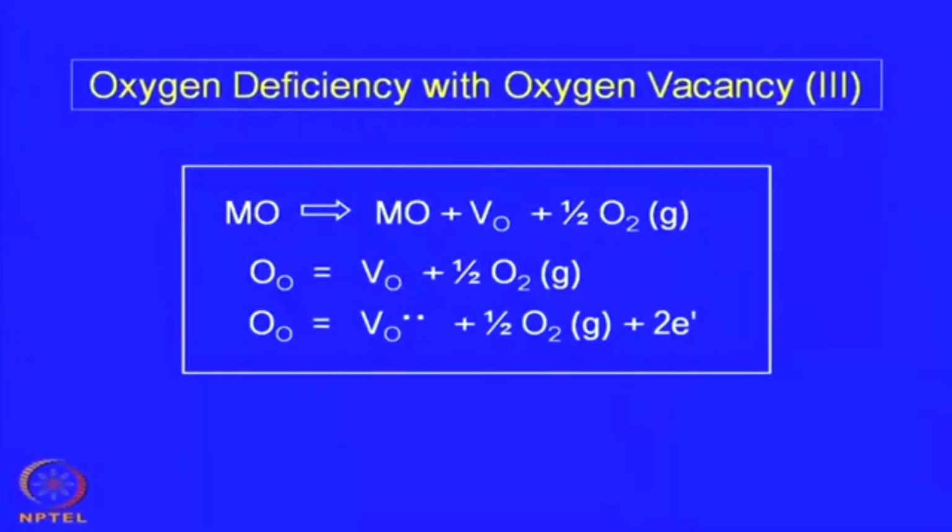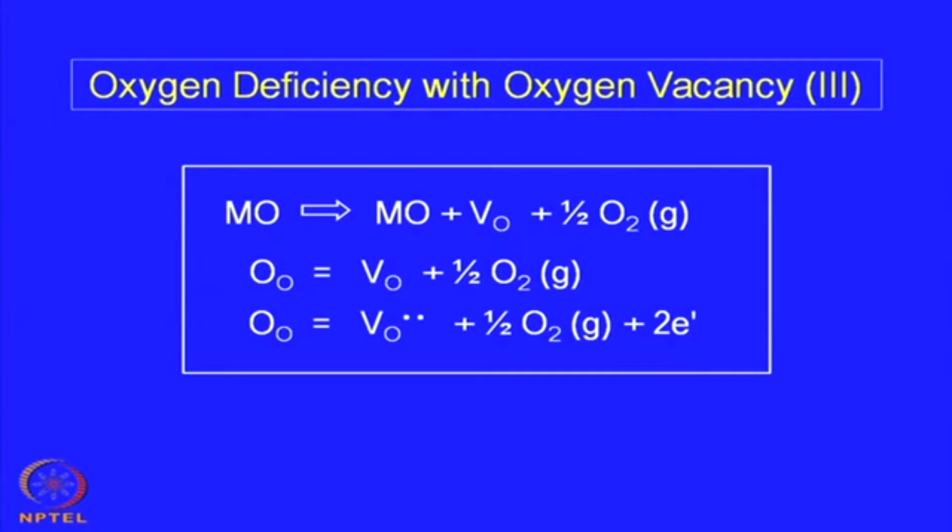In this class, let us continue our discussion on the defects in crystalline solids. Particularly, we are discussing the point defects, the different vacancies, interstitials, Schottky pair, Frenkel pair, and so on. We ended up in the earlier class discussing the defect reactions and defect equations. We have started with one particular type of defect, that is oxygen deficiency, and this oxygen deficiency is caused by oxygen vacancy.